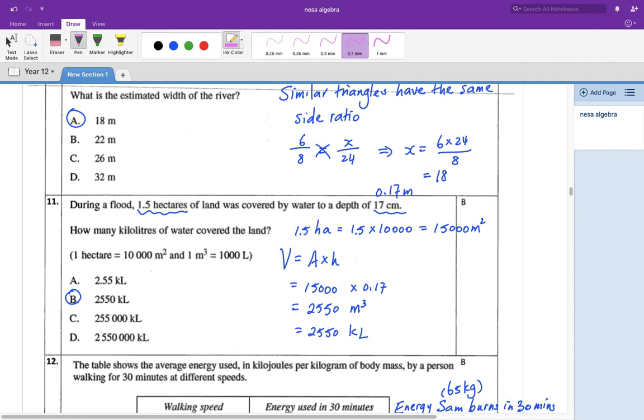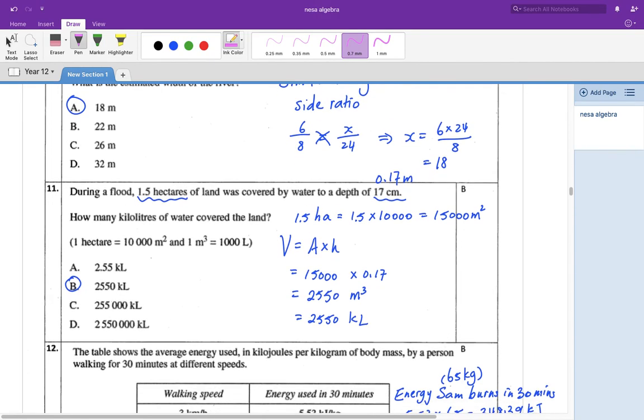Question 11, hectares to meters squared is 10,000, and for volume, it's always this formula.